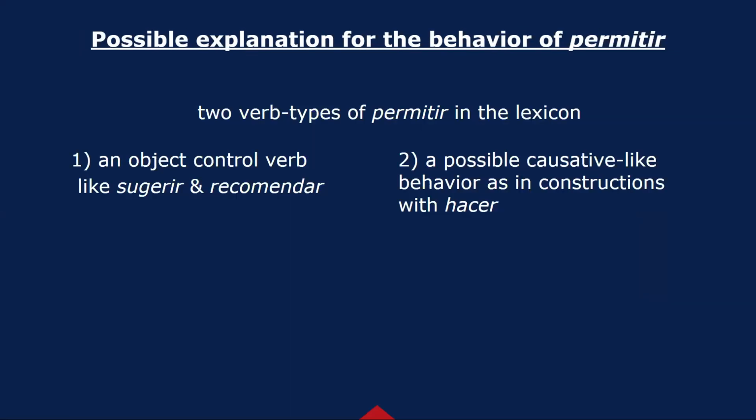The examples 1 to 4 suggest that a possible explanation for the behavior of permitir is to assume that there are 2 verb types of permitir in the lexicon. Number 1 is an object control verb like sugerir and recomendar, and number 2 is a possible causative-like behavior as in the construction with hacer.